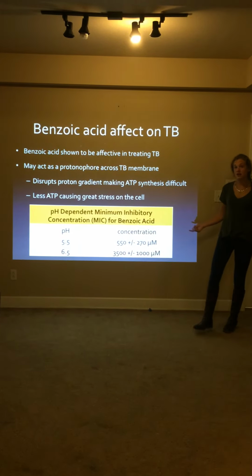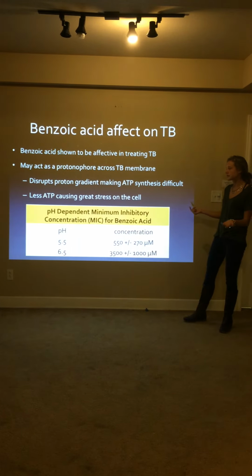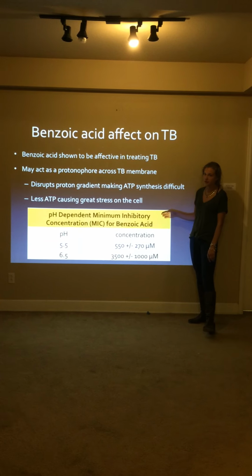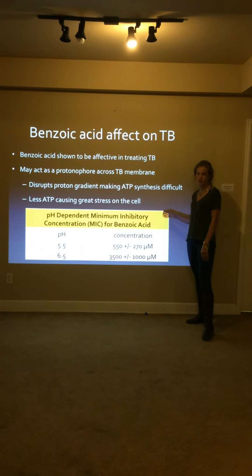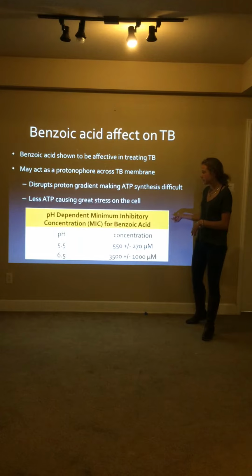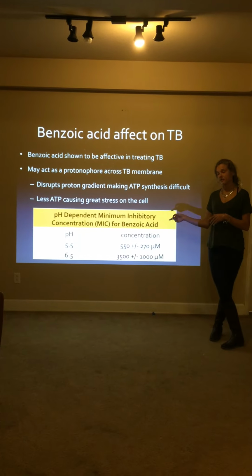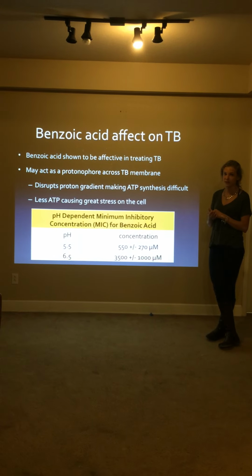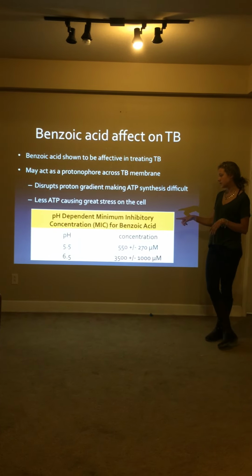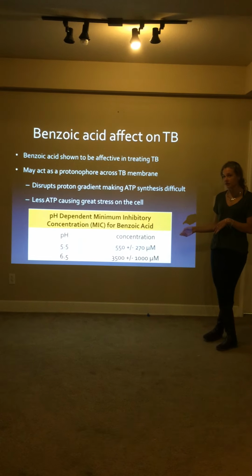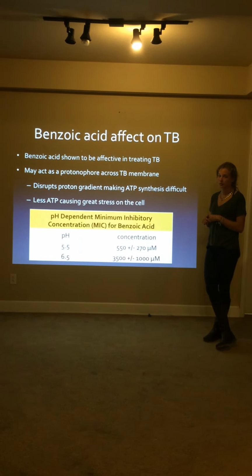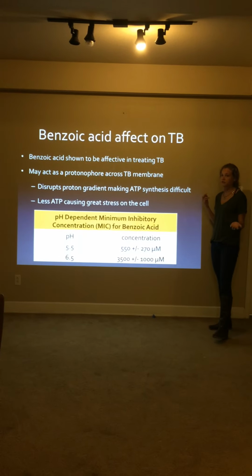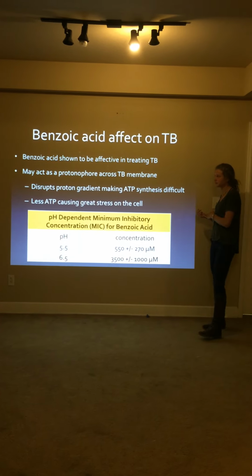Benzoic acid also has been shown to treat tuberculosis, and we have found the MIC values, or minimum inhibitory concentration values, in the lab here at CSU in the molecular biology department. We found that at a pH of 5.5, you only need about 550 micromolar to defeat tuberculosis. But at a pH of 6.5, you need 3,500 micromolar of benzoic acid, which is a large amount, but it has been proven to treat tuberculosis.